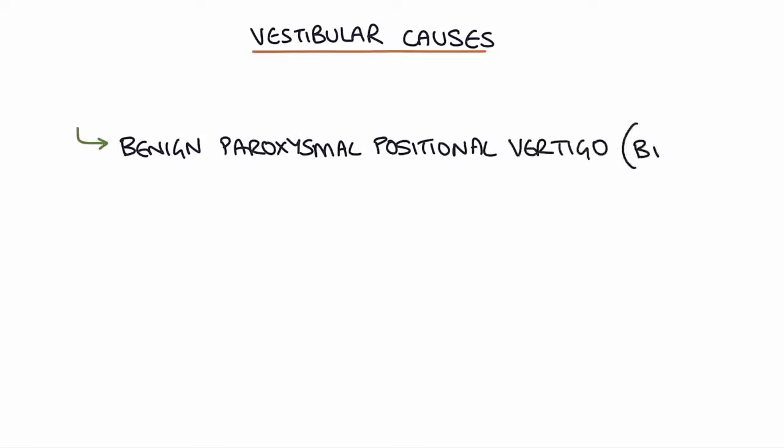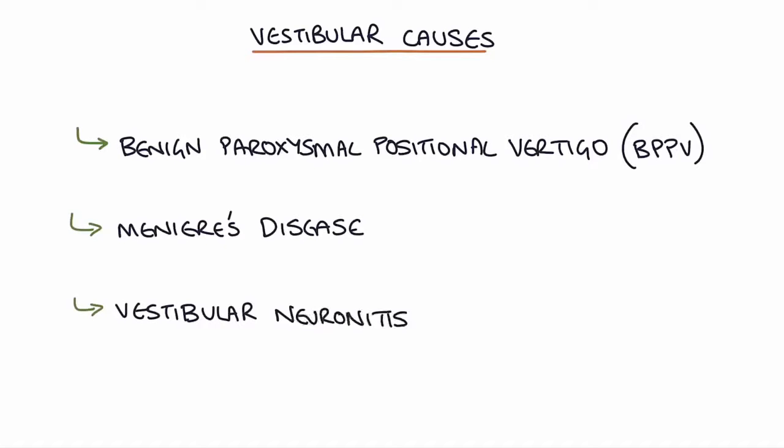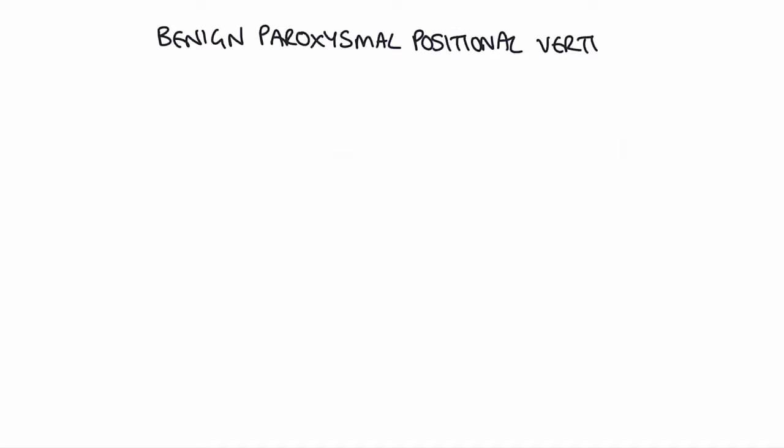So first let's talk about vestibular problems. And there's a number of vestibular causes of vertigo. The 3 most common causes to be familiar with are benign paroxysmal positional vertigo, Meniere's disease, and vestibular neuronitis. First, let's talk about benign paroxysmal positional vertigo, or BPPV.